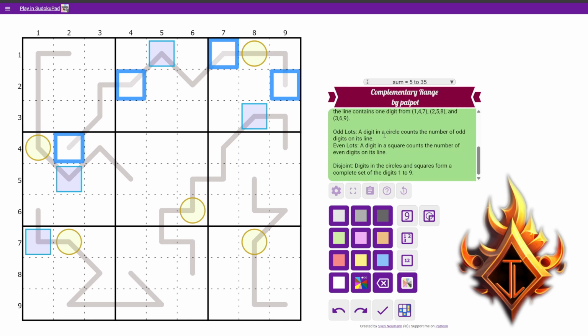Odd lots are a digit in a circle, counts the number of odd digits on its line. Usually circles need to be odd as well, but that is not here, so I don't think that applies to this particular rule set. But the digit in the circle will count the number of odd digits on the line. Even lots are a digit in a square counts the number of even digits on its line. Disjoint is digits in the circles and squares form a complete set of the digits 1 to 9.